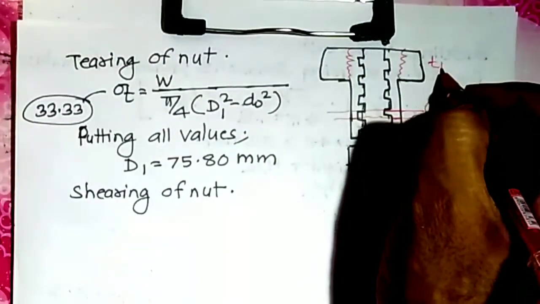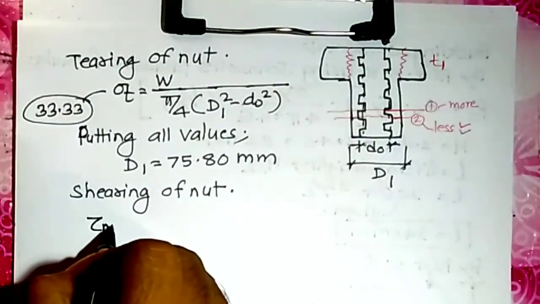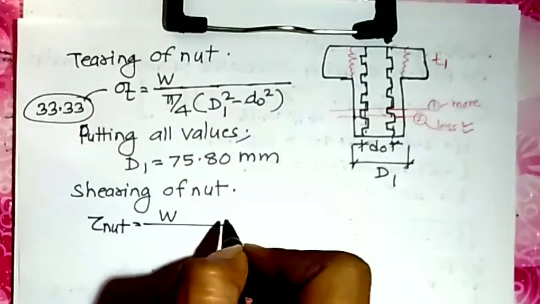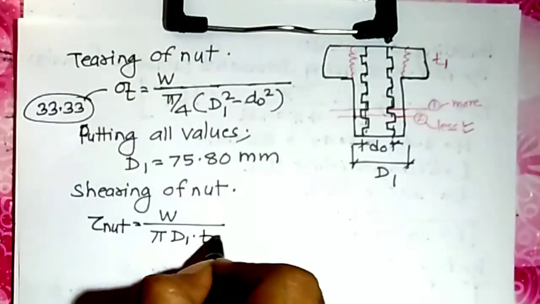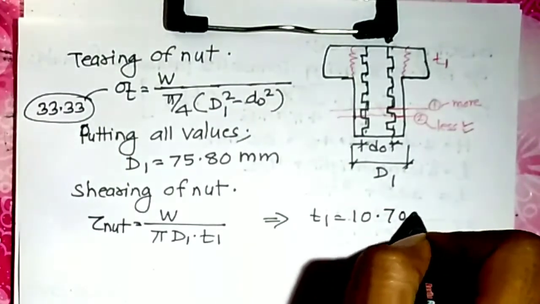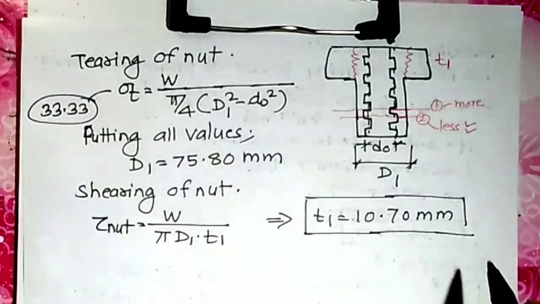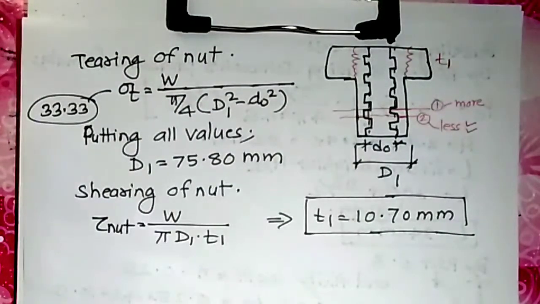Now consider shearing of nut. Shearing of nut will happen at the head. So shear is in the direction of W. The vertical failure will be shown here. So it is going to be the circumference. It is pi and this diameter is D1. Okay, so pi D1 into T1.